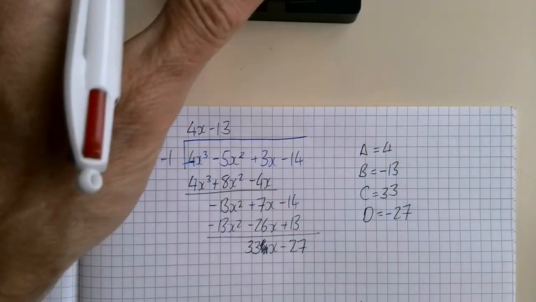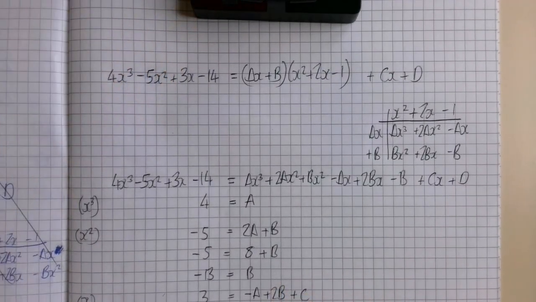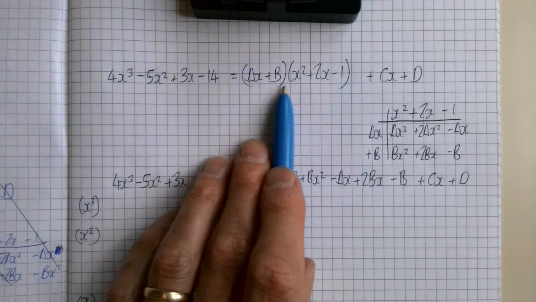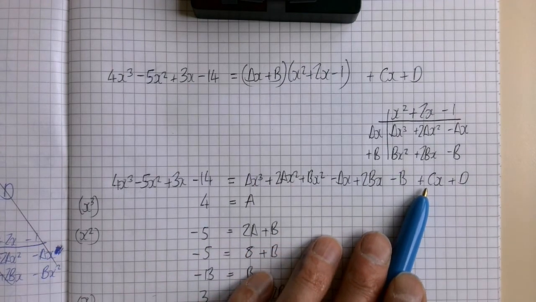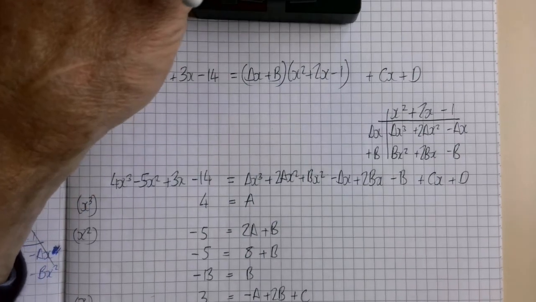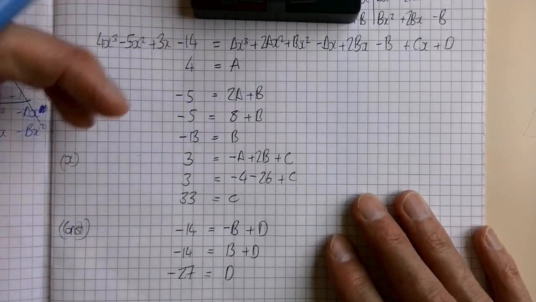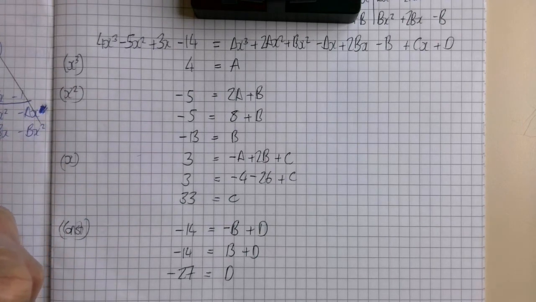I could, however, have done it using equating. And so to do that, I would have taken the question and multiplied everything by x squared plus 2x minus 1. So it becomes this. Multiplied that out, wrote it out, don't forget the plus cx plus d, and then just did the equating thing. And it was a little bit more fiddly, but you get the right answers. A is 4, B is minus 13, C is 33, D is minus 27.